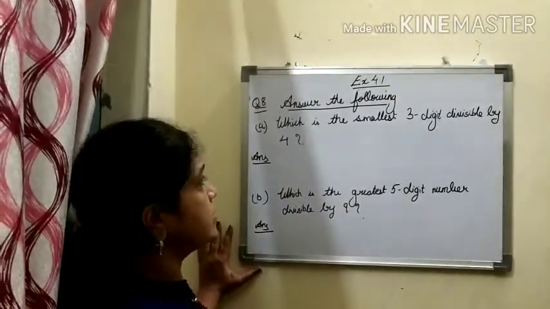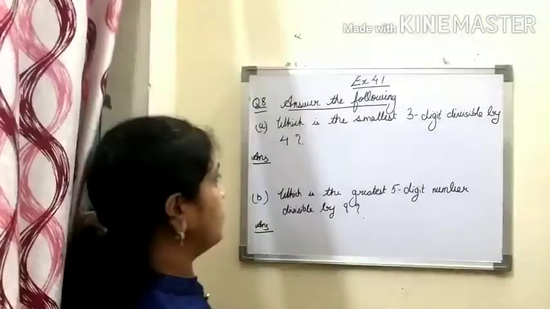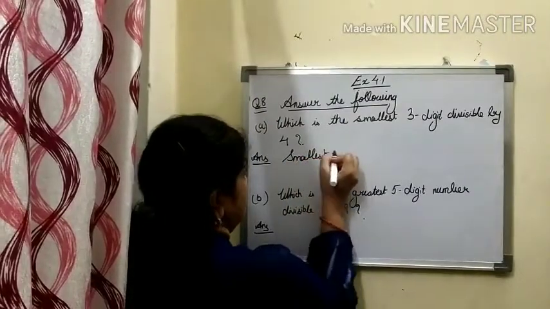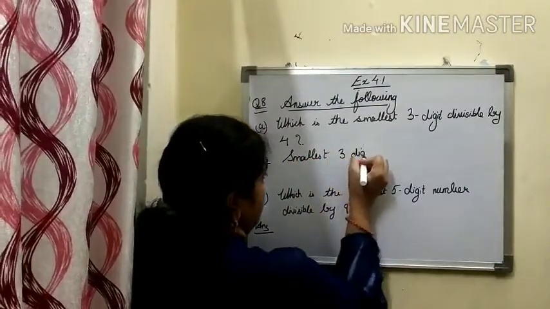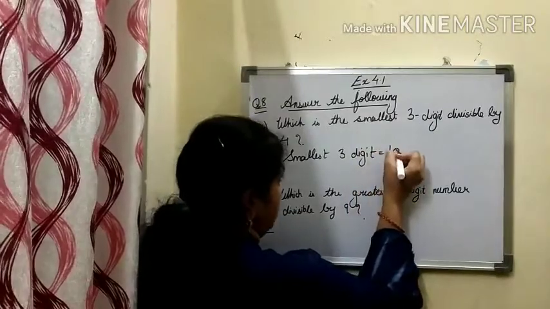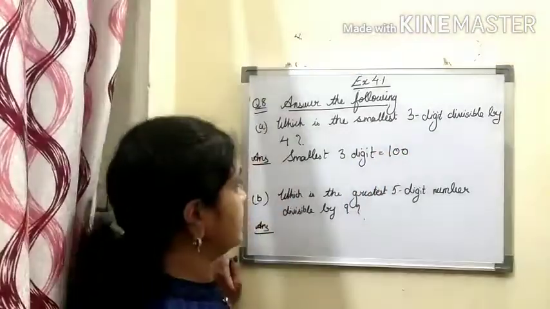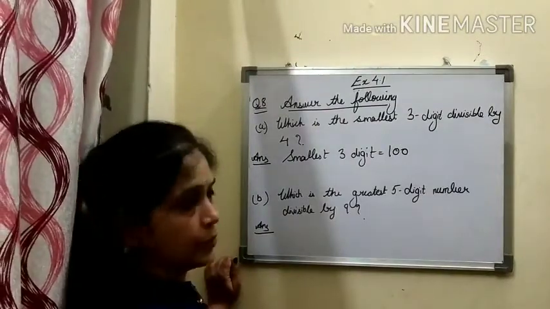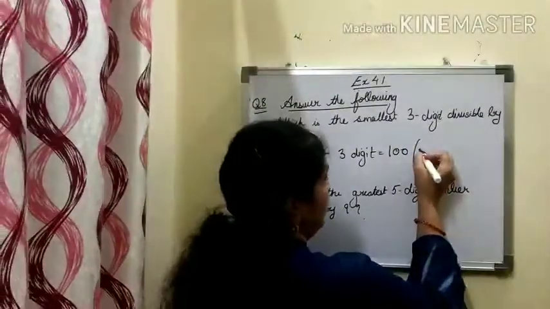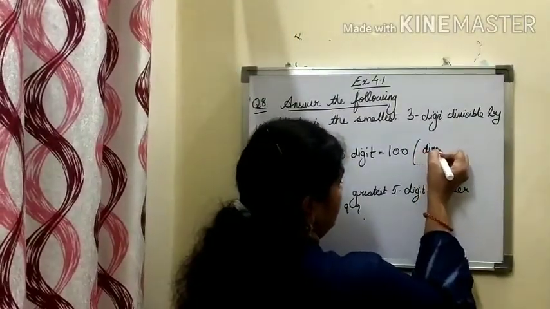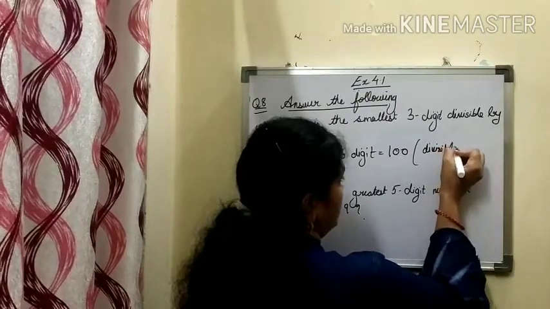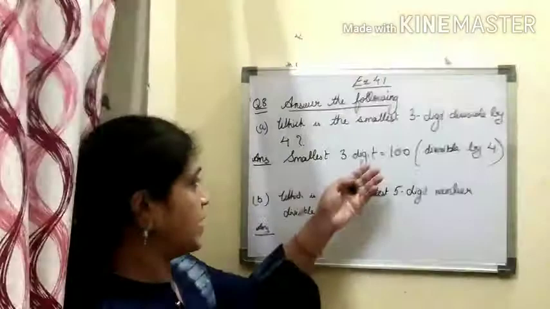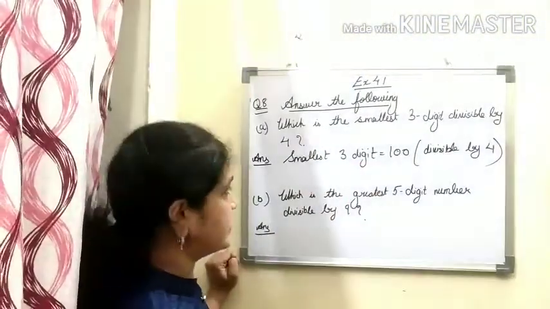Which is the smallest 3-digit number divisible by 4? Now first write the smallest 3-digit number. What is the smallest 3-digit number? The smallest 3-digit number is 100. Is it divisible by 4? Yes, it is divisible by 4 because the last two digits are 0 0, and 0 0 is divisible by 4. So this number 100 is divisible by 4. So the answer is 100.